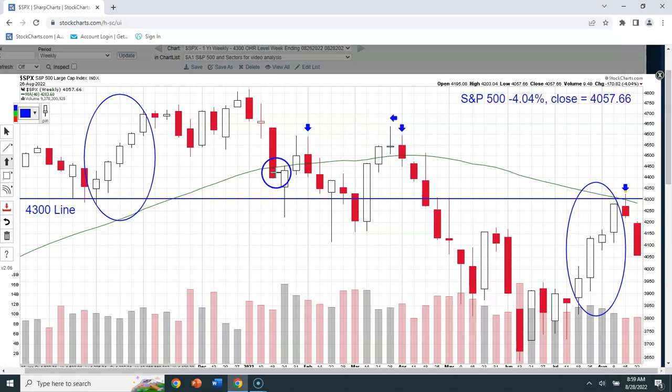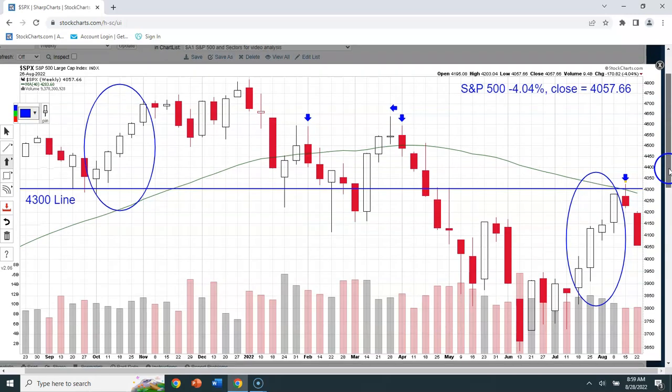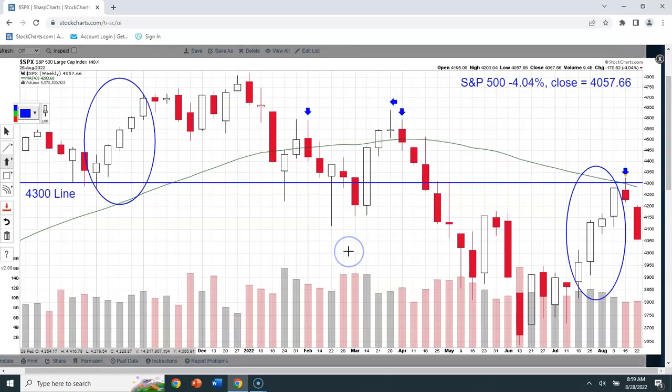Just because we get up above the 40-week moving average after being below it doesn't mean we're out of the woods, right? It can stay up above the 40-week for a week or two and then fail and roll back over, all right? So nothing is definitive when it comes to the stock market, guys. This is a fluid situation, and as traders and investors, we always need to be willing and able to make new decisions based on new information, all right?